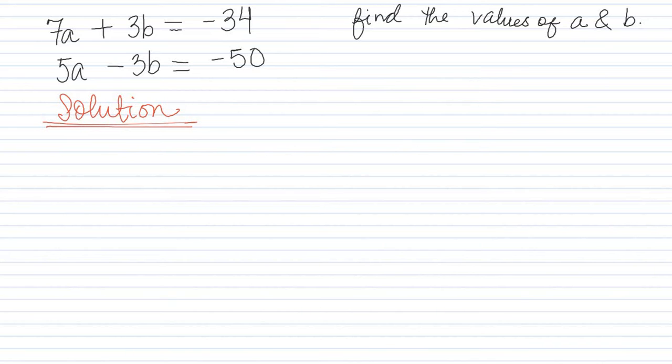So today we're going to be solving a system of equations question. We're given the question 7a plus 3b equals negative 34 and 5a minus 3b equals negative 50. Find the values of a and b. So the first equation, right? And then the second equation.